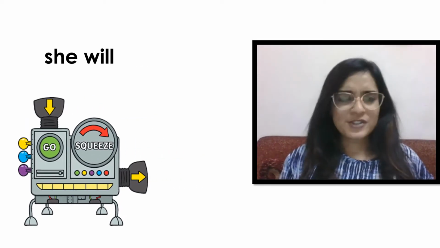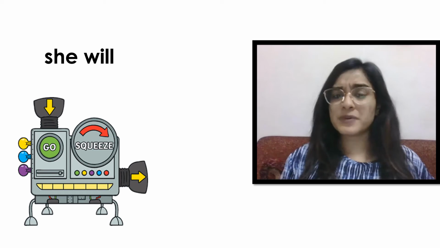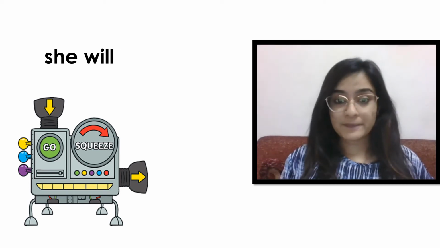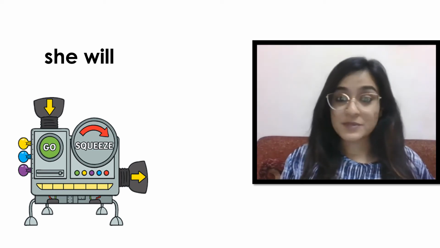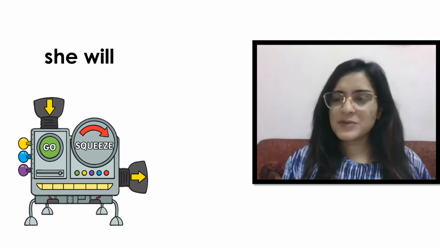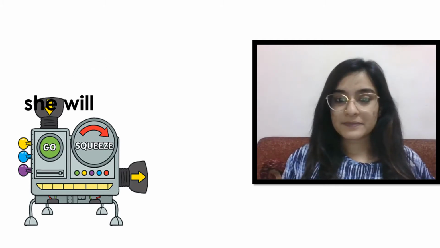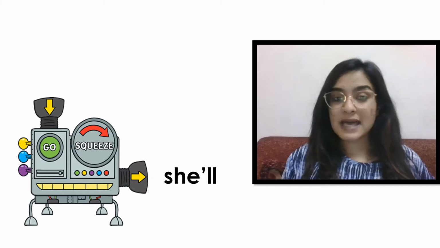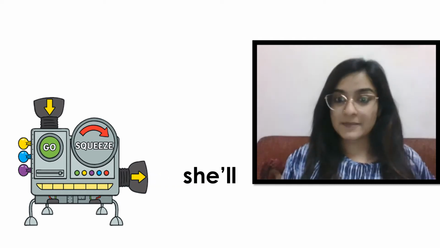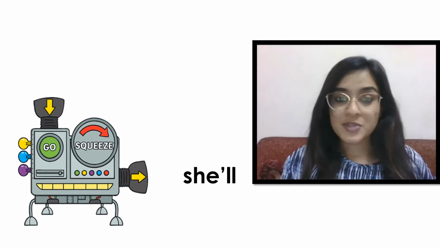You must be wondering how this is going to help you with your learning. Let's see how this machine works. Can you see two words here? Let's run the machine. Oops! Did you notice what has happened to the two words? They shrunk into a single word.